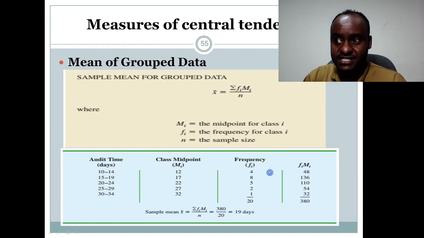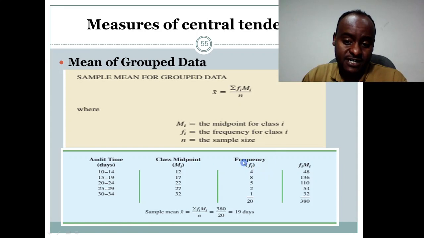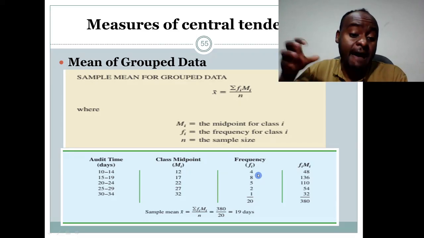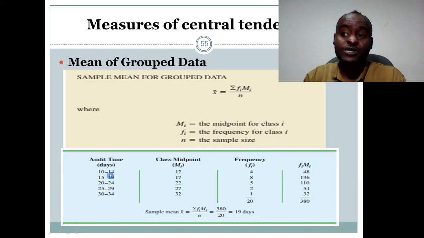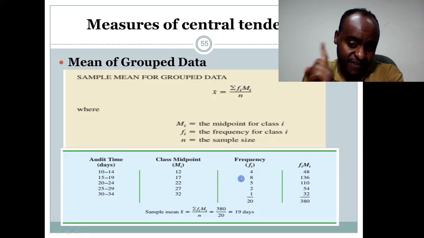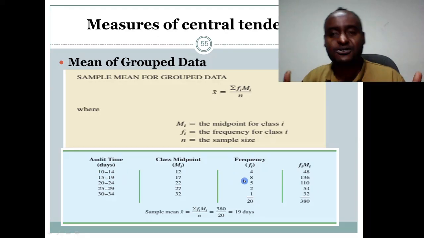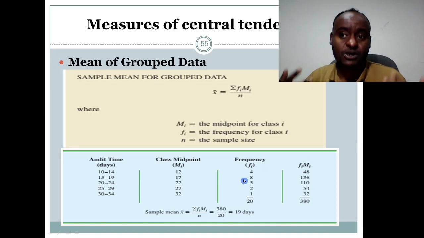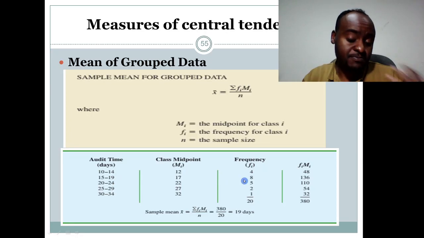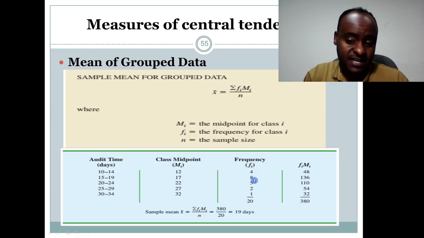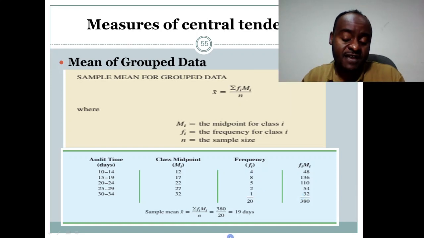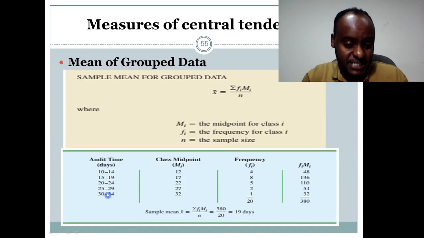Then frequency, this one is given. The number of times, or the frequency in this context, is the number of data points that appear in that class or in that range. From 10 to 14, there are 4 data points, or there are 4 institutions that complete annual auditing between 10 to 14 days. There are 8 data points in these ranges, or simply there are 8 institutions that complete their annual auditing in these ranges.